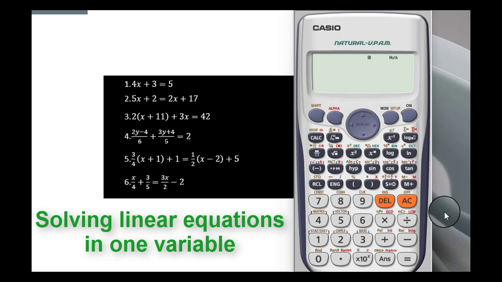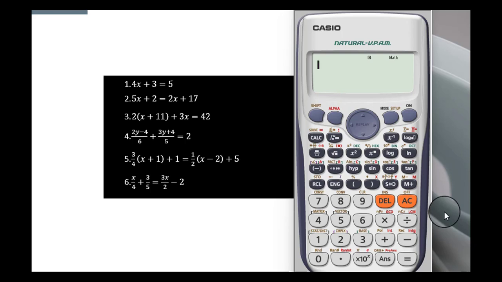In this discussion we shall be looking at how to use our Casio FX991 ES Plus or ES to solve linear equations. In our last discussion we looked at the shift and the alpha keys and of course the various modes of the calculator. Well, if you haven't looked at that, make sure you click at the videos at the top to go and have a quick look at them.